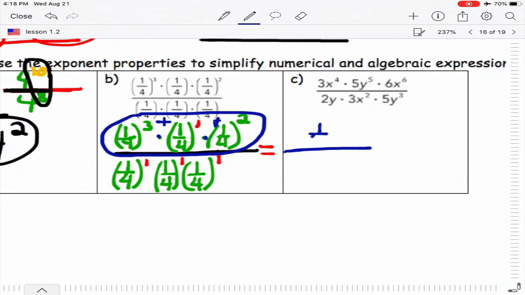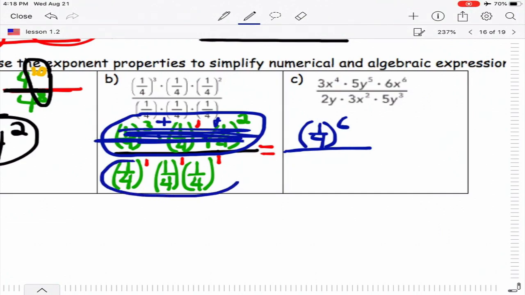So it's going to be 1/4, and then 3 plus 1 is 4, plus 2 is 6. Done. Don't need this anymore. Now I'm going to focus on the bottom. Once again, the bases are the same. Technically, in between each 1/4 is multiplication, so I'm going to add the exponents. And it's going to be 1/4, and 1 plus 1 plus 1 is 3.